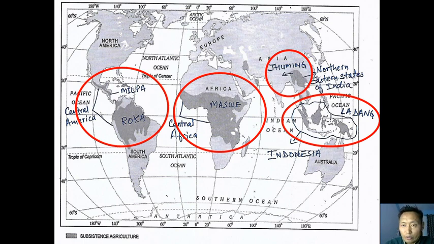And in Indonesia, the shifting agriculture is called ladang. And in Central America, the shifting agriculture is called masole. And in Central America, it is also called milpa. So these are the different names for shifting agriculture.